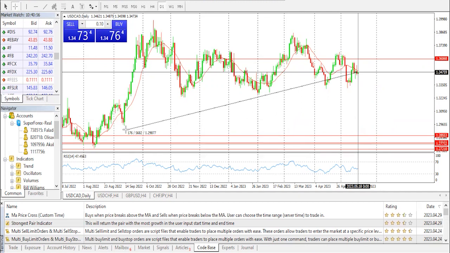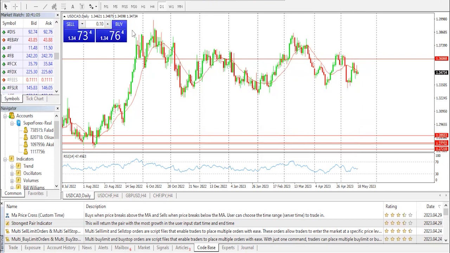1.29076, which is about 568 pips from that entry point, of course, which is good money. And that's our technical analysis on today's currency pair USD CAD. Now let's move over to the stock markets.